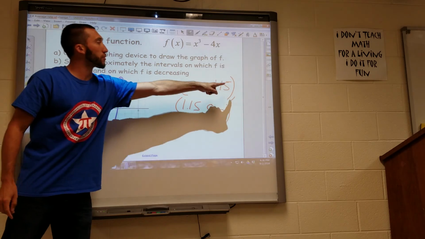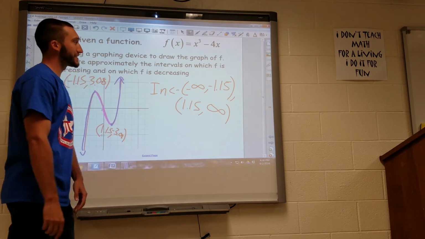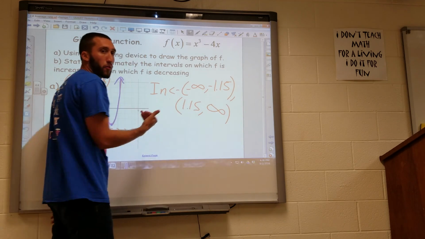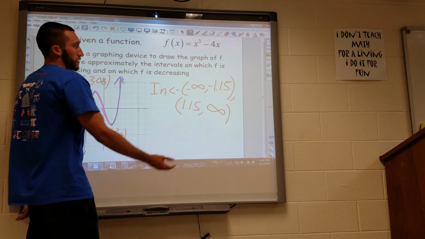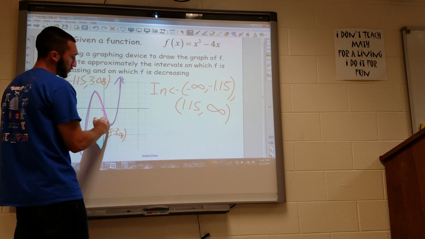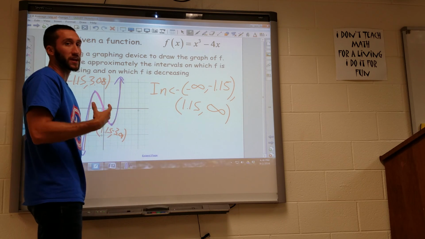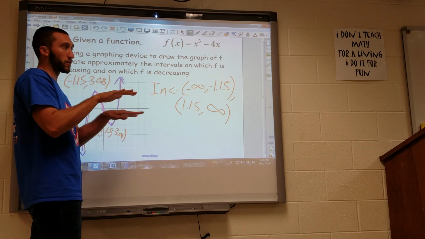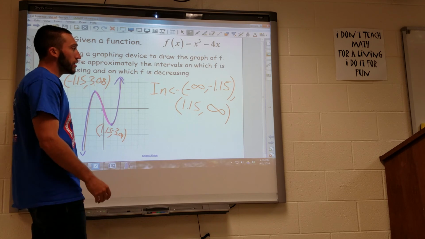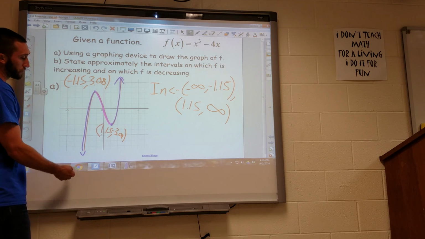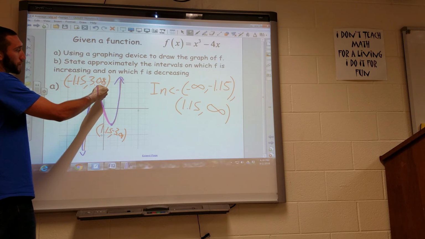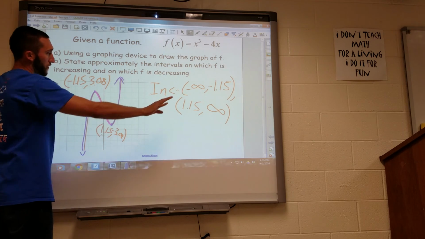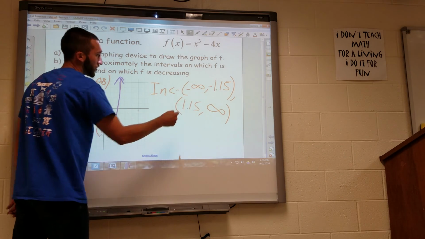You'll notice that I have parentheses for both, right? Because at that point, I am no longer increasing. So I do not include that point in my increasing interval. Just the same here. I do not include this point on my increasing interval because I'm not actually increasing at that point. At that point, technically, I'm constant. I'm not going up or down. I'm staying the same. So my increasing intervals, negative infinity all the way to negative 1.15, and then I'm also increasing at positive 1.15 to infinity. And like I said, I'm only worried about the x values.